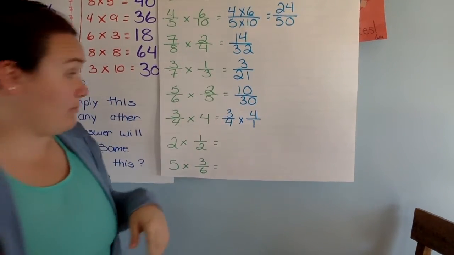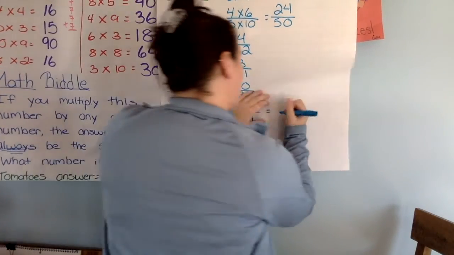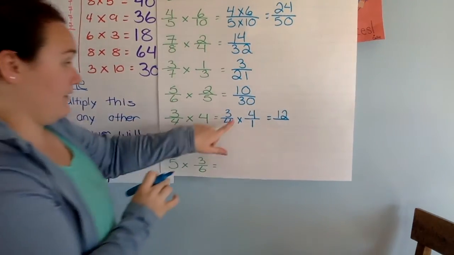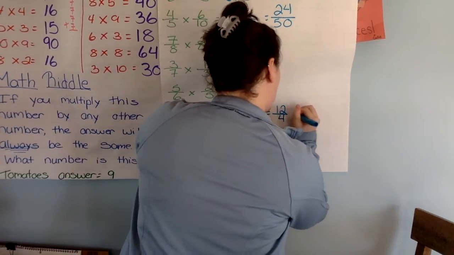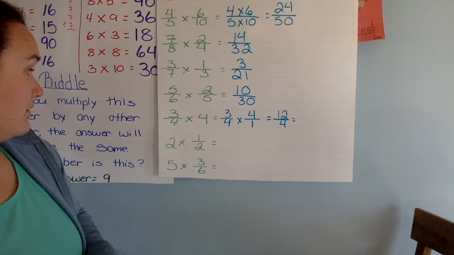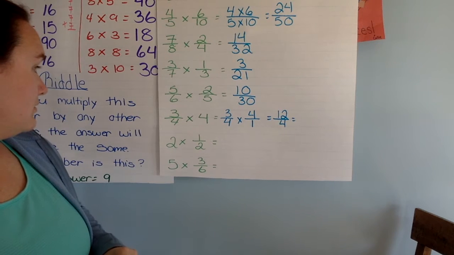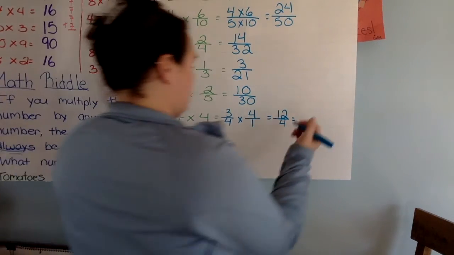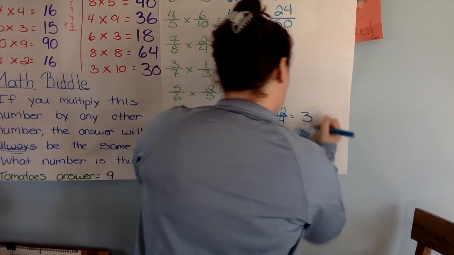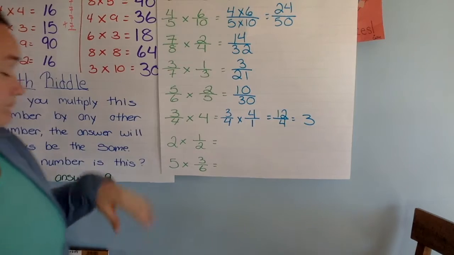So now I can go on and multiply. So I have 3 times 4 is 12. 4 times 1 is 4. Now I'm left with an improper fraction. So 12 divided by 4 equals 3. Okay? So let's go to the next one.